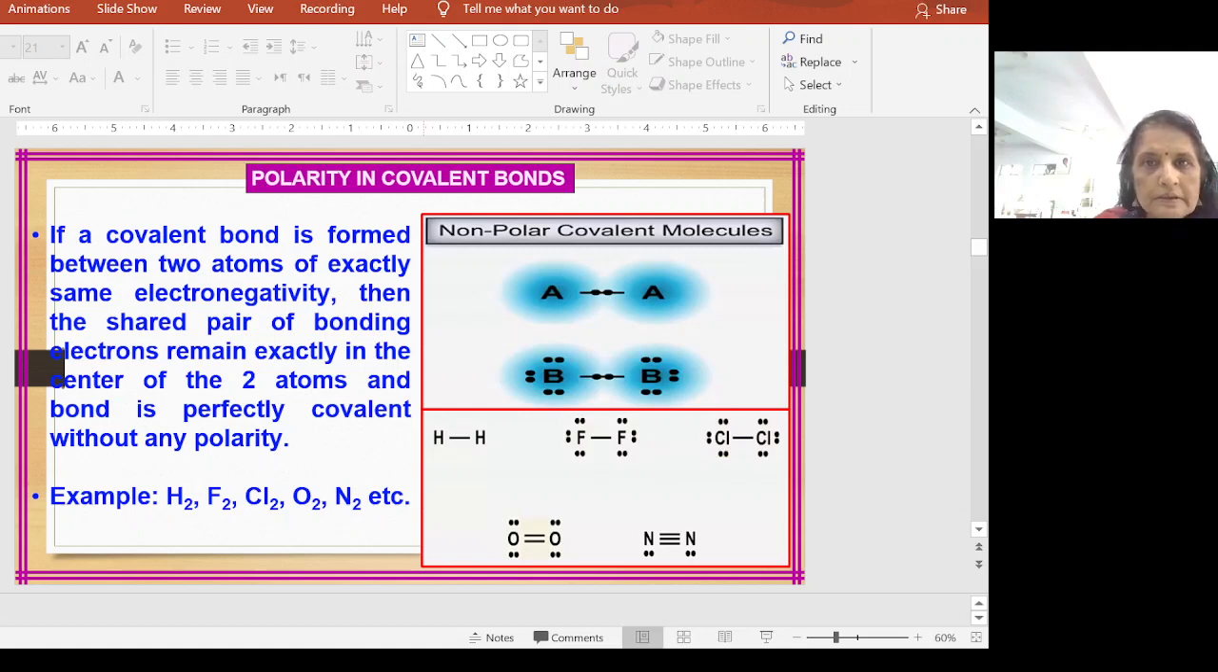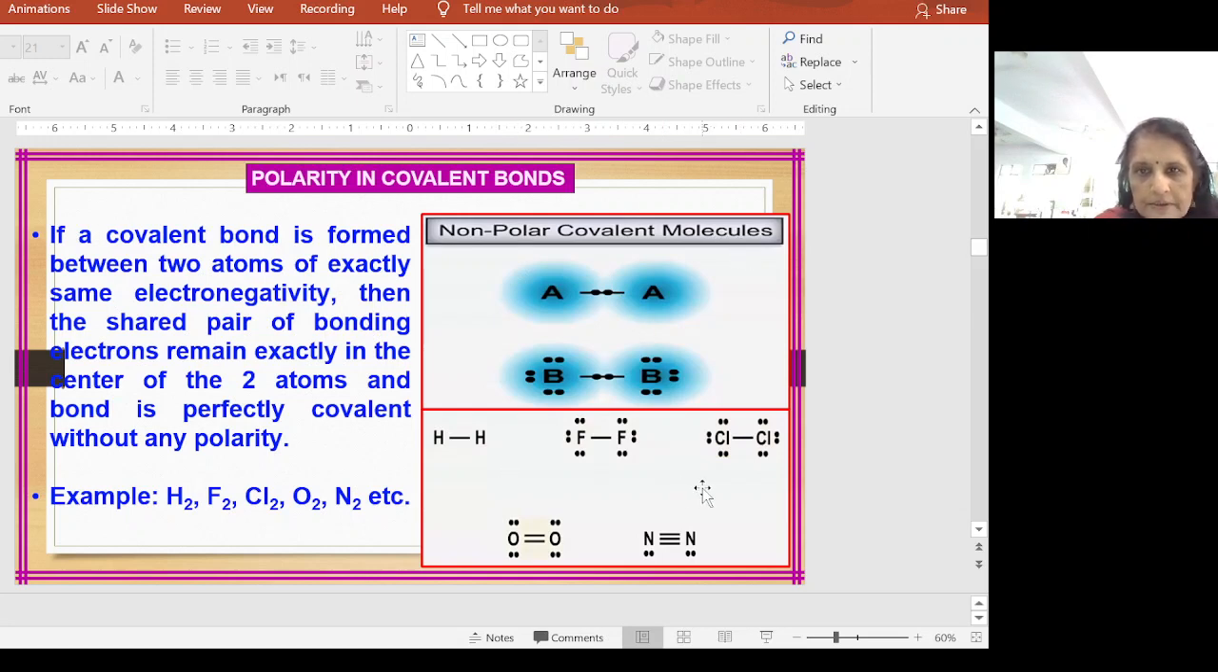Hello students, yesterday we started polarity in covalent bonds. Now, as you know, a covalent bond is formed between two atoms of exactly the same electronegativity. Then the electron pair will remain exactly in between the two, and that is a perfect ideal condition for a covalent bond. For example, you can see here between A and B, the electron pair is located in between. So these are non-polar covalent molecules.